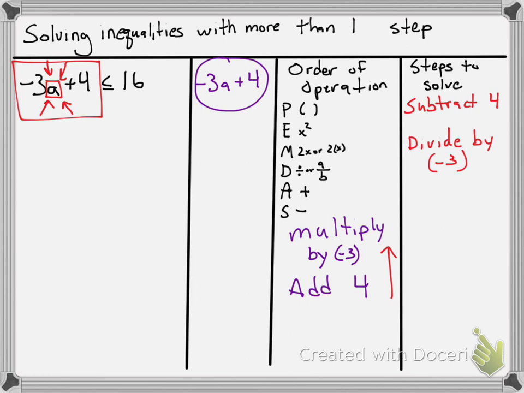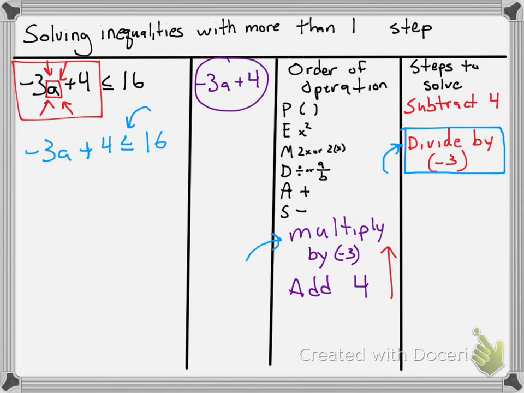Going back to our original inequality, we have negative 3a plus 4 less than or equal to 16. The one rule that is going to be different is that whenever you multiply or divide by a negative number, which we're doing here, we're dividing by the negative number, I always like to put a box on our steps to solve, and I'll explain why right now. Whenever we do that, we have to flip our sign, which I'll explain once we actually get to solve.